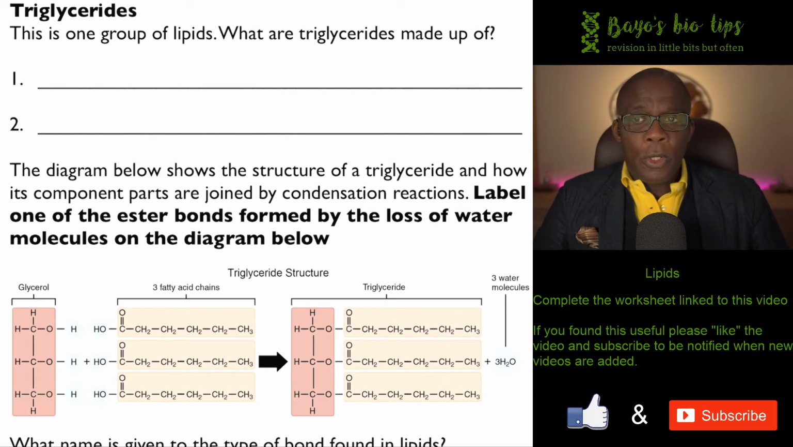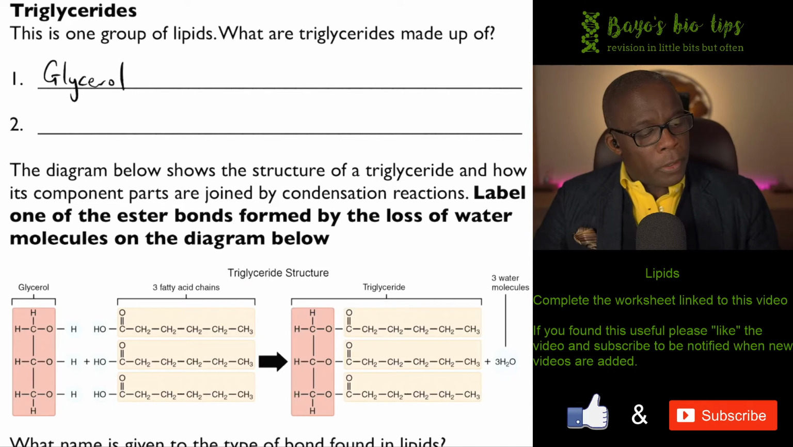We're going to look at a group of lipids, the triglycerides. So triglycerides are the ones that you've probably come across at GCSE, and they're made up of glycerol and 3 fatty acid molecules.